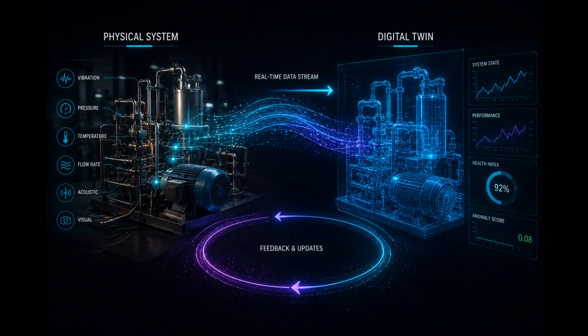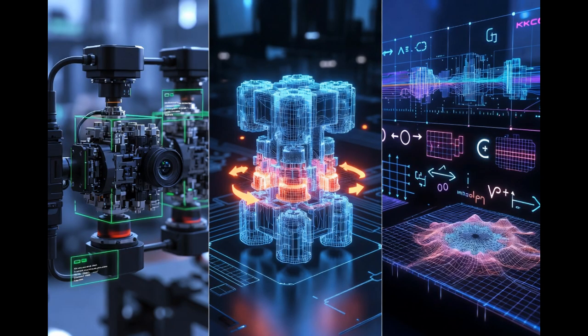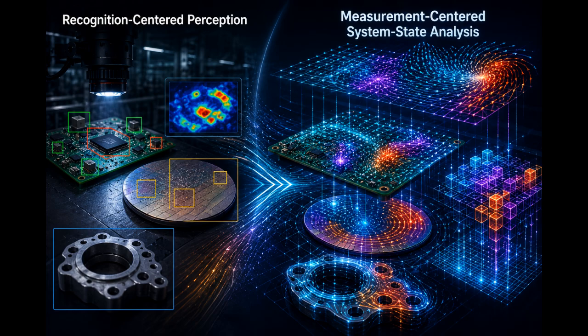In many digital twin architectures, computational models continuously receive information from physical systems and update their representation of system state over time. This created a growing need for machine perception methods capable of producing structured, physically meaningful measurements rather than only probabilistic classifications. The challenge increasingly shifted from recognizing objects within an image to determining whether a measured system continued conforming to its expected modeled state.